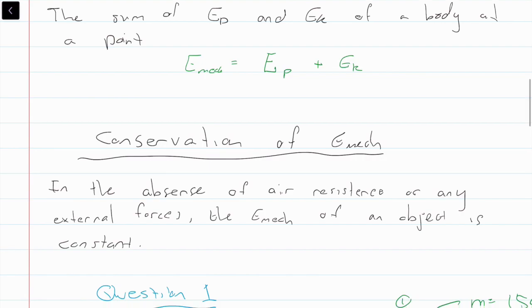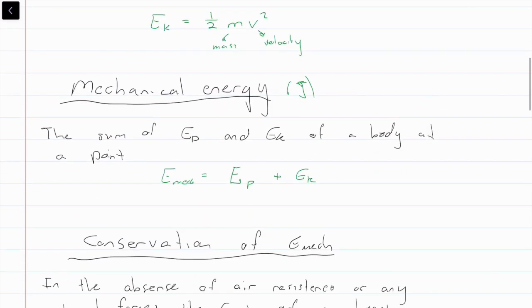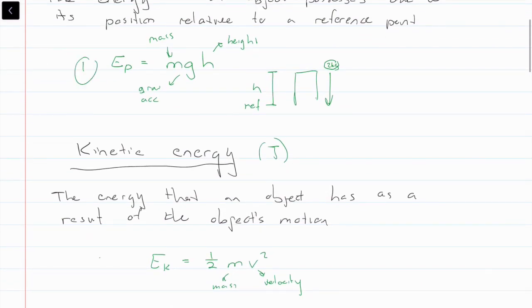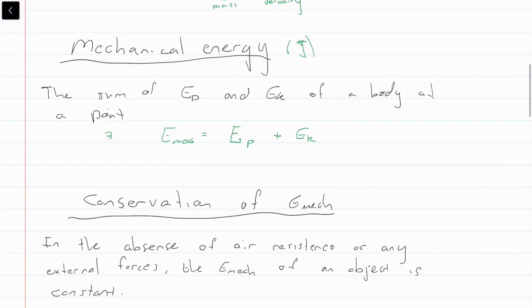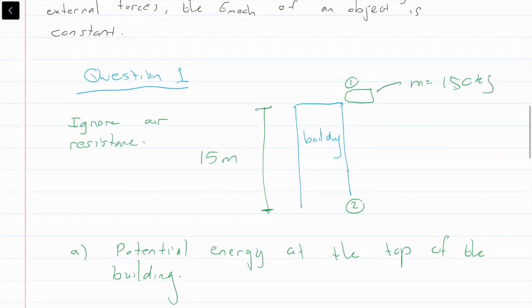Let's get straight into an example. Those are the equations you really need to use. There's 3 of them, 1, 2, and 3. With those you can usually do any question. Let's go for this question. To summarize, it says ignore air resistance. We have a building which is 15 meters high, and we have some mass of 150 kilograms at the top, and this mass is falling all the way to the bottom. This is the top of the building and this is the bottom.